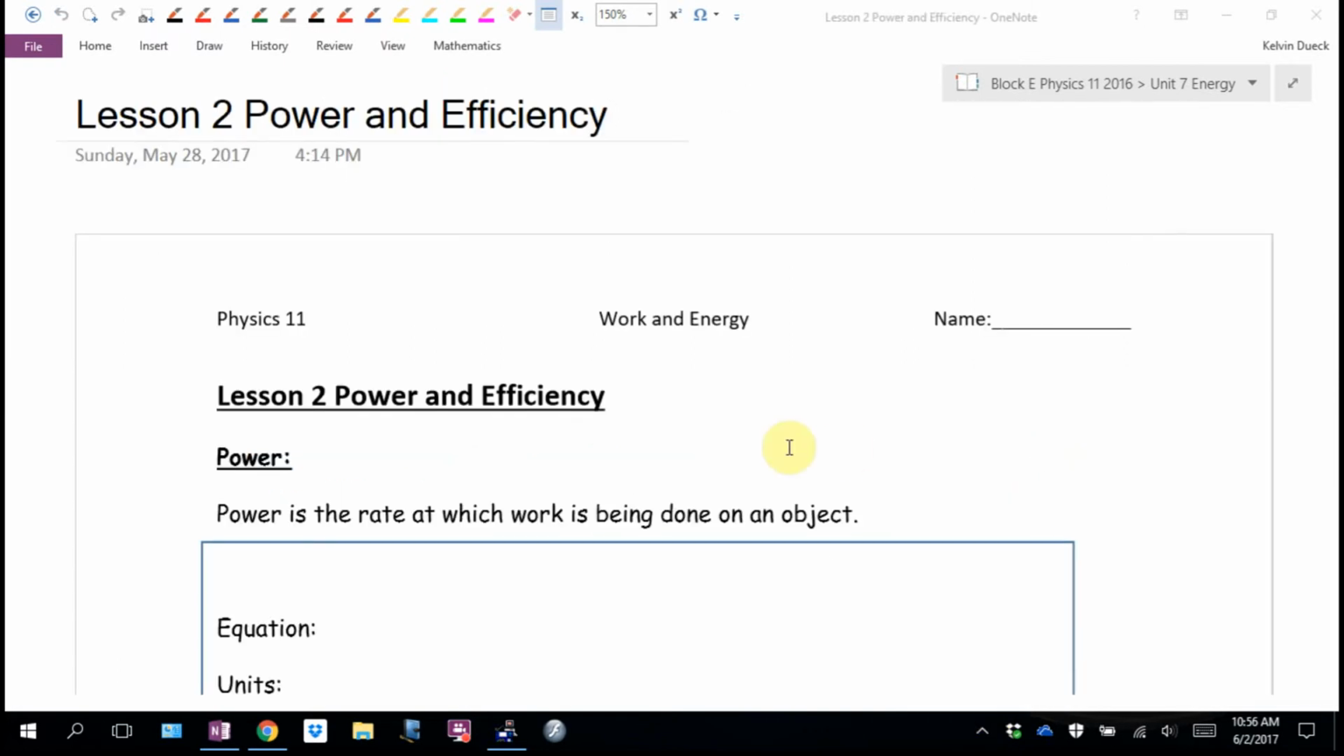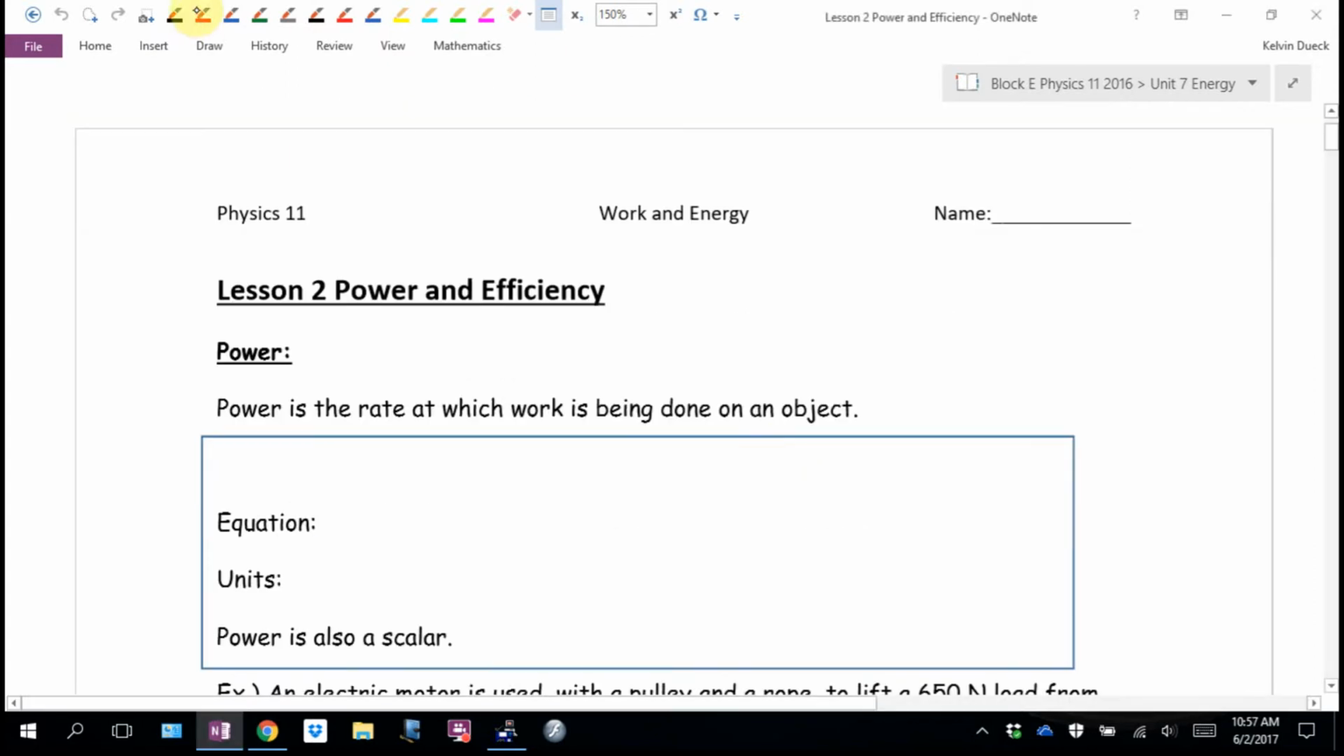Pause. I went on a big rant last day saying work is not tiredness. You know what is tiredness? Power. If you're getting tired, it's because your body is generating more power, not because you're doing more work. Ready? The definition of power is this. Power is the rate at which work is being done on an object. It's how fast you're working. It's not how much you're doing, it's how fast you're doing what you're doing.